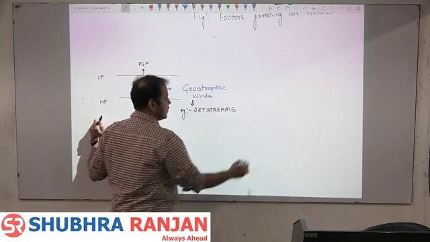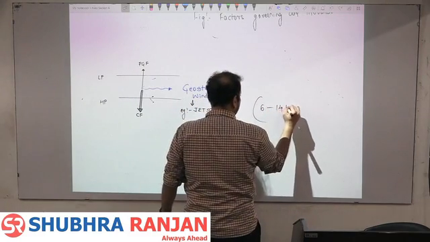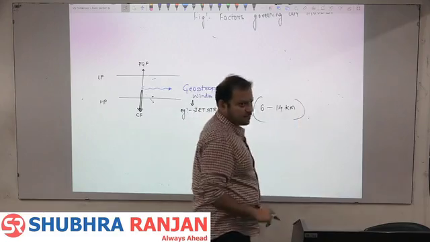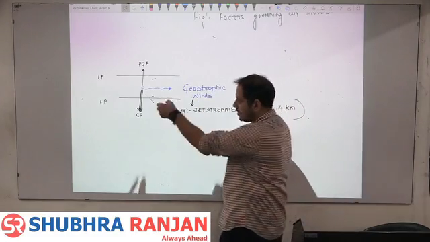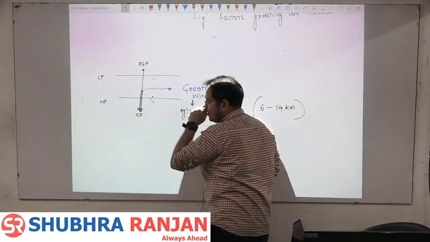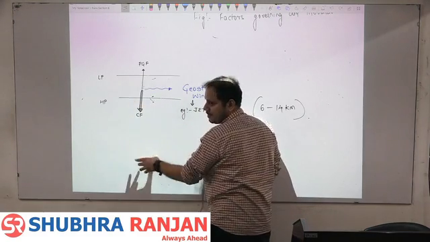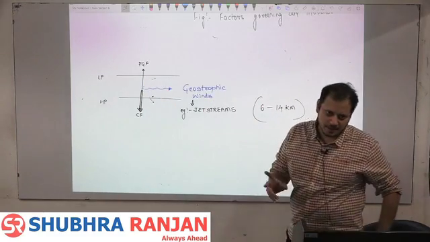Why? Because jet streams are generally 6 to 14 kilometers away from the ground, which means there is no frictional force. Understanding? The speed increases, Coriolis force increases. Speed increases, Coriolis force increases. It increases to such an extent that both the forces try to balance each other.